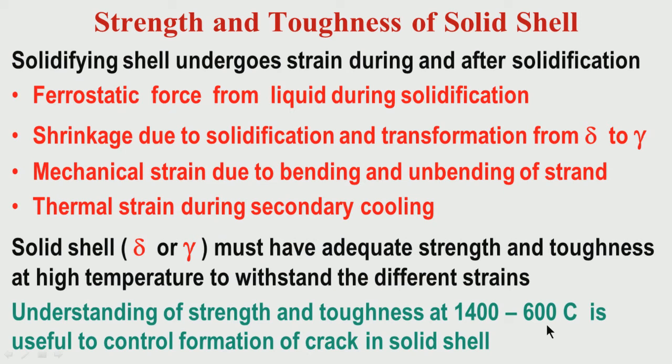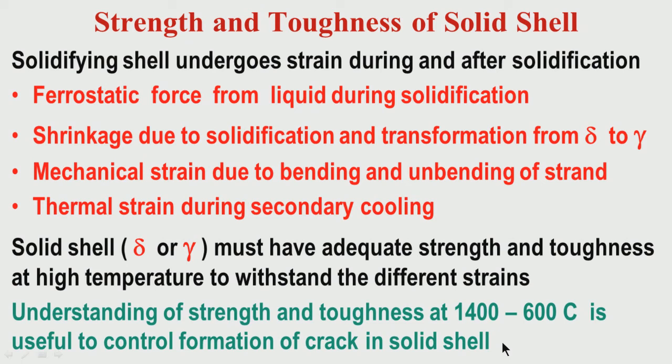Why is this important? Because when solid has already formed, then also the shell strength is important, because a lot of strains are created. So the solid shell has to withstand those strains, otherwise there will be crack formation, there will be formation of some defects if the shell cannot withstand these strains. So this understanding of strength and toughness at high temperature is very important to control formation of crack in the solid shell. Solid shell should have adequate strength and toughness.